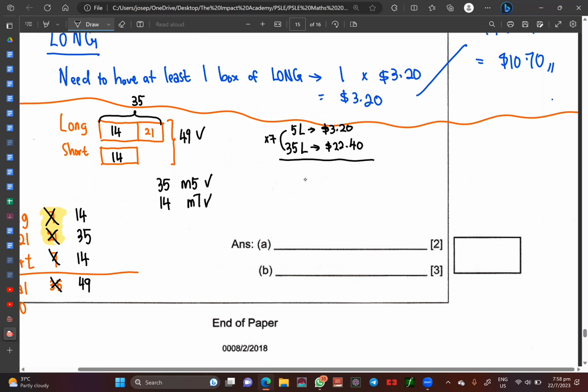Let's talk about the short ones. 7 short candles, you will get $2.50. And if you have 14 short candles, you will do $5, because how do I get from here to here? You times 2. So the total amount that Eva needs to spend on the candles altogether is simply $22.40 plus $5, and therefore your answer for this question has to be $27.40.